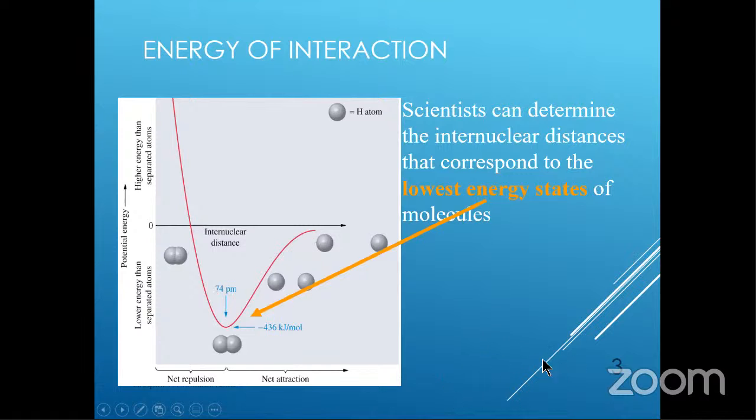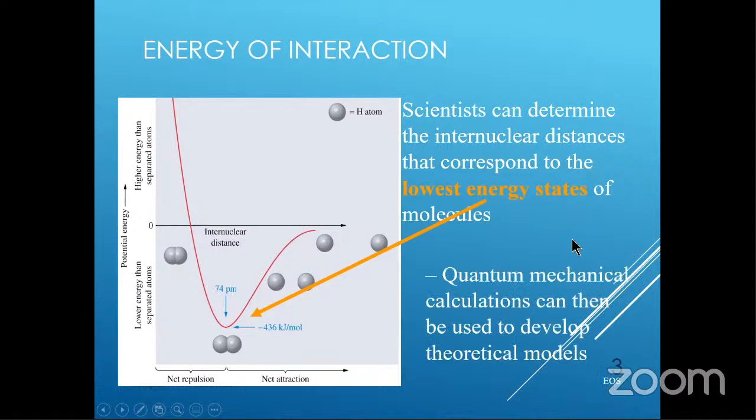So as I said before, this is another model that is used to explain, in this case, the energy changes as the distance between the 2 nuclei increases. And of course, this is a very simple model. And that's why quantum mechanical calculations are used to develop theoretical models which would explain this and other properties of bonds even further, all right?